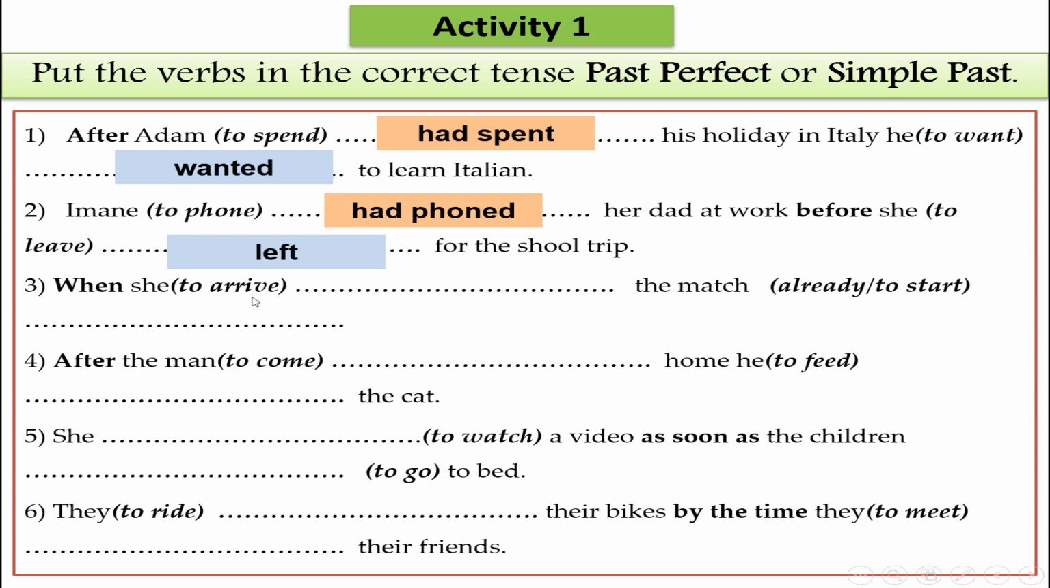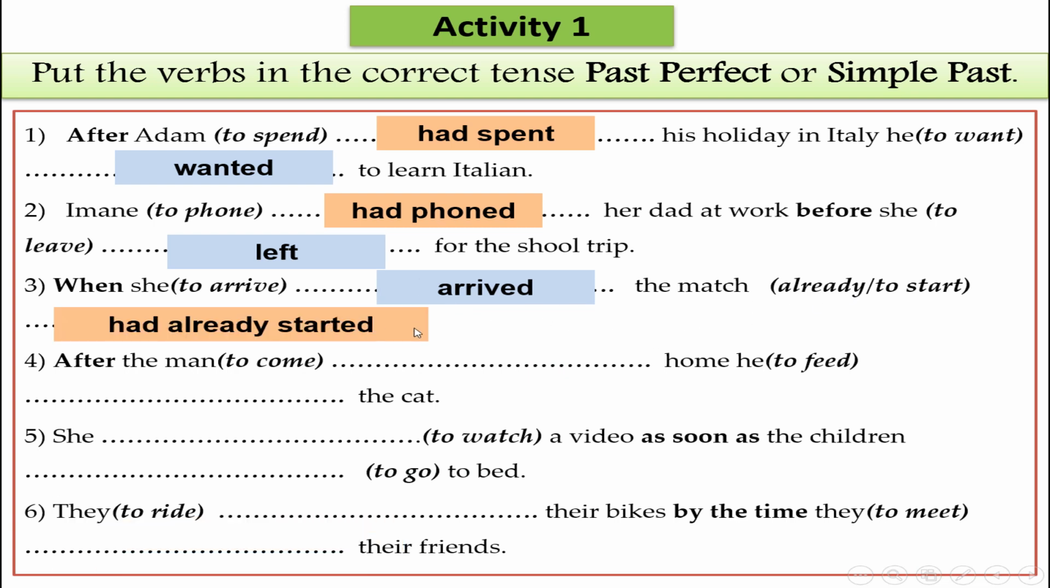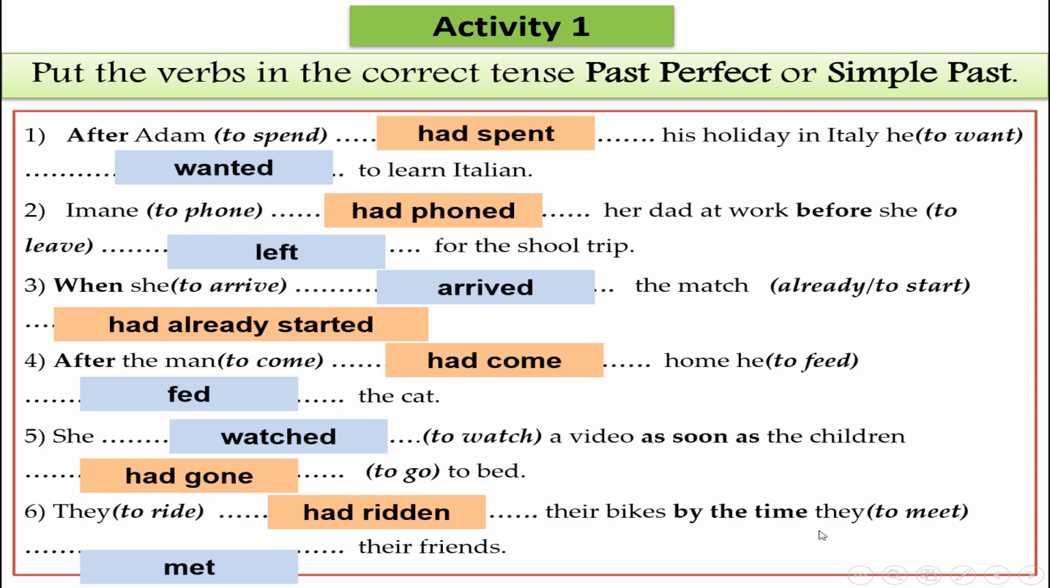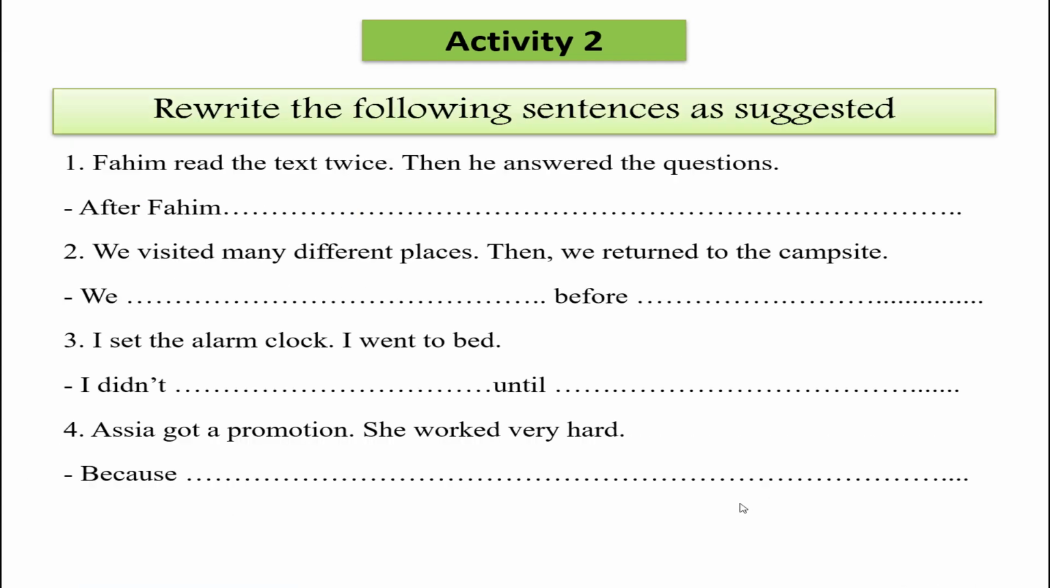Sentence 3. When she arrived, the match had already started. Sentence 4. After the man had come home, he fed the cat. Well done. 5. She watched a video as soon as the children had gone to bed. Excellent. Last sentence. They had ridden their bikes by the time they met their friends. Let's move now to the last activity.